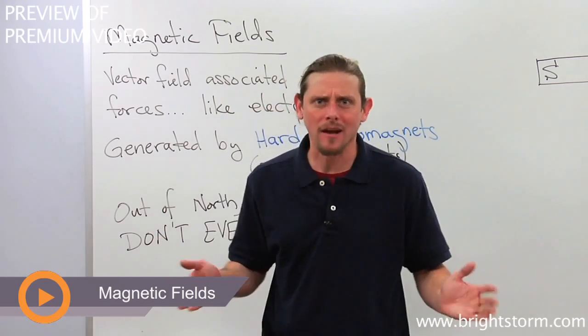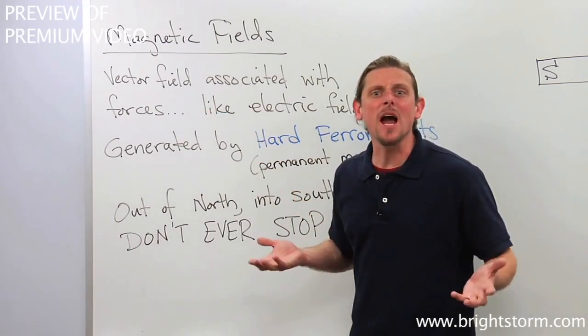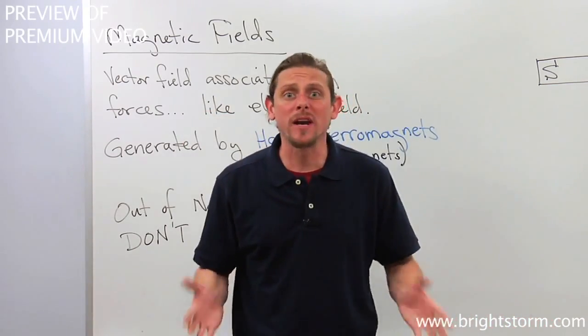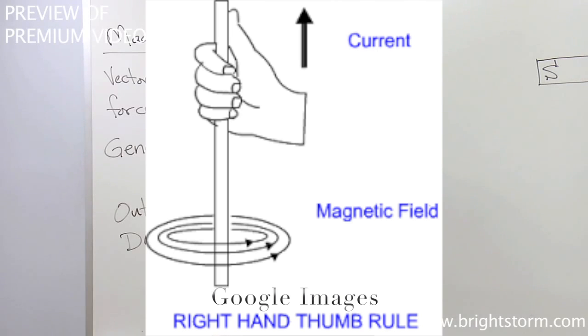What is a magnetic field? Well, a magnetic field is a vector field, and that's this kind of mathy concept, which basically just says that you've got a vector at each point. And this vector field is associated with forces. It's just like the electric field. Remember that an electric field always points in the direction that the force on a positive charge would point in if you put that positive charge somewhere.